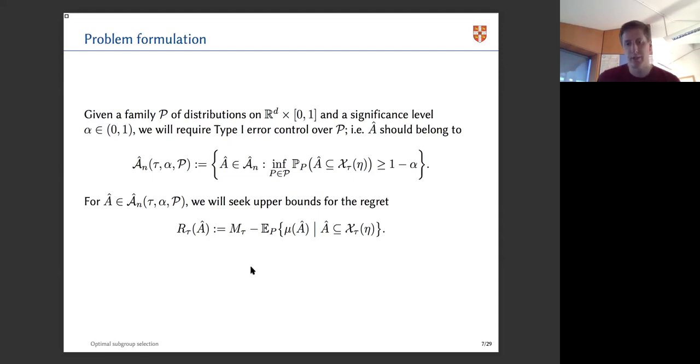In general, I'm not going to be able to attain that always, but I can think about looking at the difference between the level M tau and the conditional expectation of mu of A hat, conditional on A hat belonging to this tau superlevel set of eta. So I don't care how big the set is when it isn't a subset of this tau superlevel set, but I only care about how big it is when it is a subset, and I want it to be as big as possible.